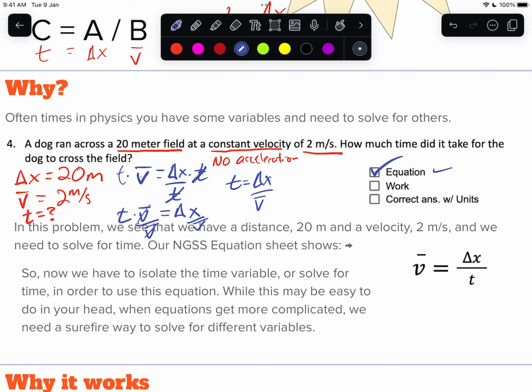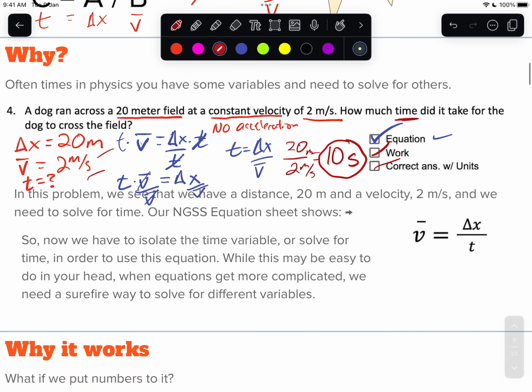There we go. Awesome. Now I need to do my working, so I'm going to fill in the numbers. Well, now it's really easy. I just go 20 divided by 2 is equal to 10. And what are the units? Well, if I have meters here and meters per second here, the meters cancel out and the seconds go to the top. Or I just see that I'm looking for time. And if I keep everything in meters and seconds and meters per second, then everything's going to be in seconds at the end. So I've shown my work and I've shown my correct answer with units right there. Okay, so that's what we're looking for.